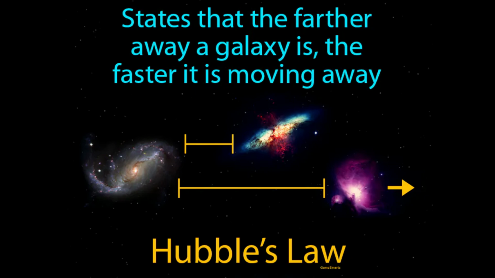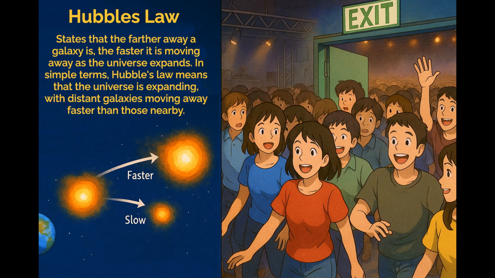Hubble's law states that the farther away a galaxy is, the faster it is moving away as the universe expands. Hubble's law. In simple terms, Hubble's law means that the universe is expanding, with distant galaxies moving away faster than those nearby. Imagine you're at a crowded concert, trying to make your way to the exit as the show ends. The people closest to you move out slowly, while those further away seem to speed up as they find clearer paths.